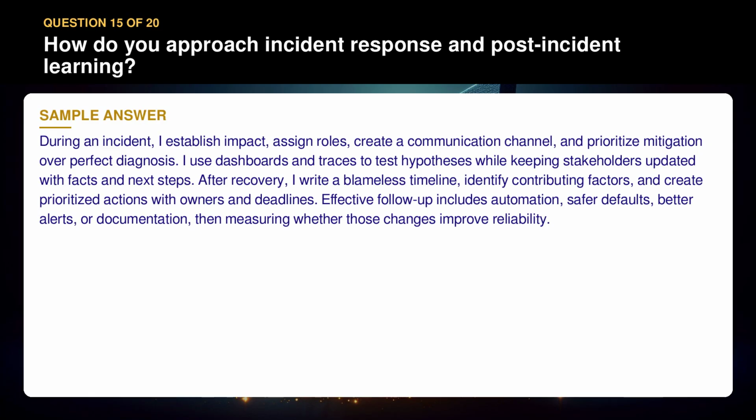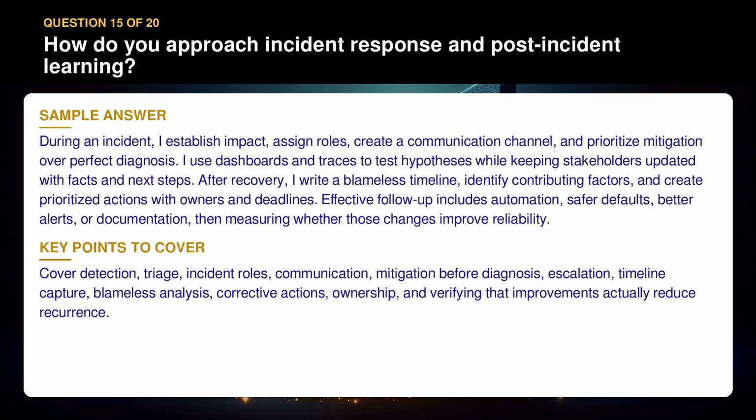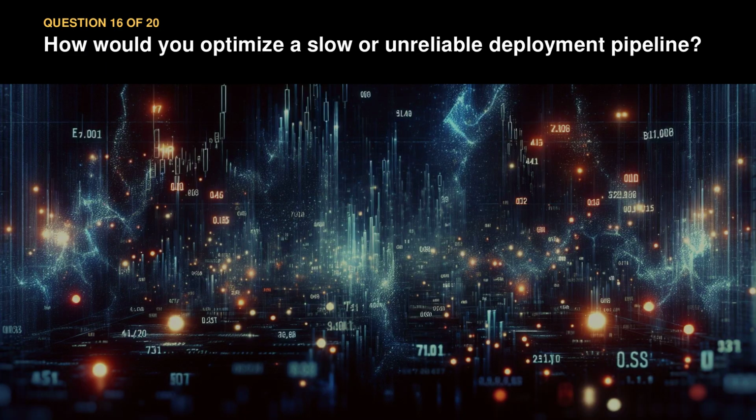After recovery, I write a blameless timeline, identify contributing factors, and create prioritized actions with owners and deadlines. Effective follow-up includes automation, safer defaults, better alerts, or documentation, then measuring whether those changes improve reliability. Cover detection, triage, incident roles, communication, mitigation before diagnosis, escalation, timeline capture, blameless analysis, corrective actions, ownership, and verifying that improvements actually reduce recurrence.